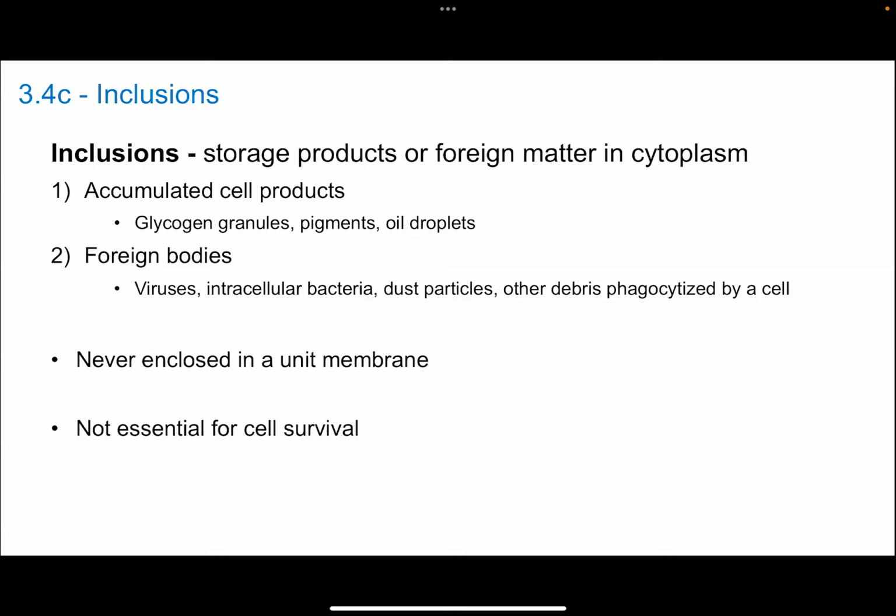These guys are never in a unit membrane, and they're not essential for cell survival, but our cells do contain them nonetheless, and so you should know about them.